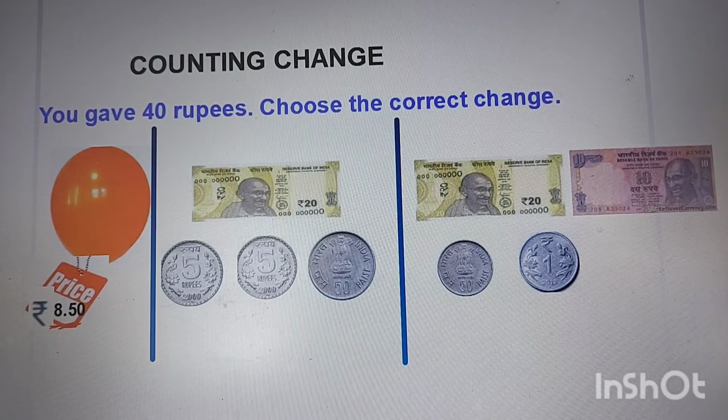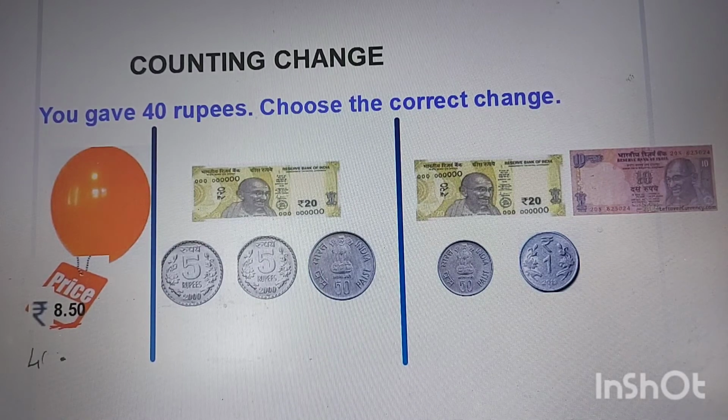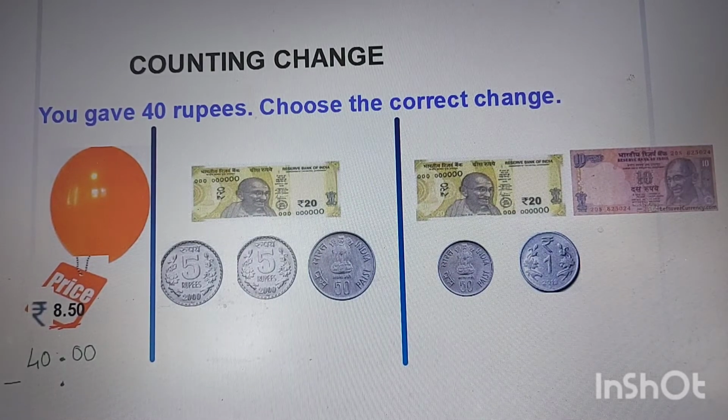8.50. Fine. And as you know, rupees is to be written before decimal point. After decimal point we will write the number for paise. So 40 rupees I can write it as 40.00 minus. First I will place the decimal point and the cost is 8 rupees 50 paise. So 50 I need to write after decimal point. Before decimal point this is 8.